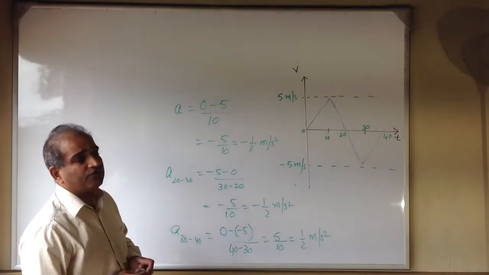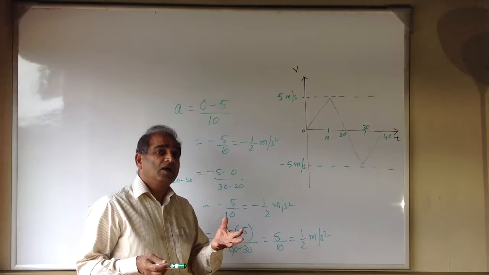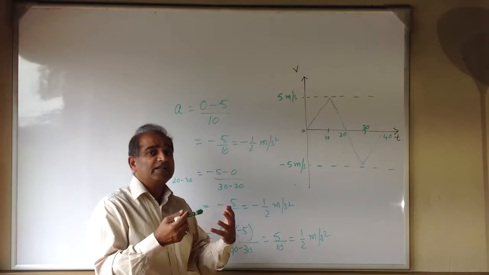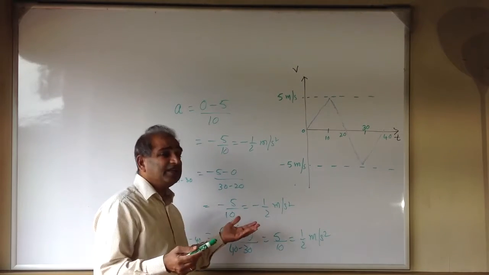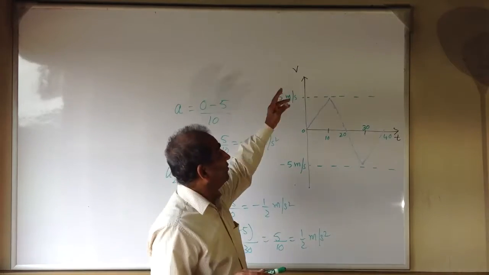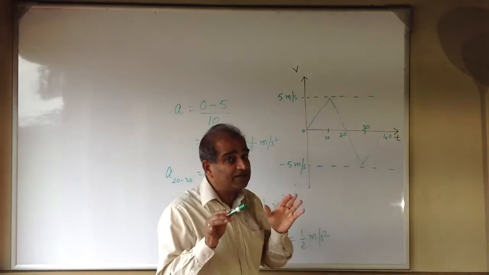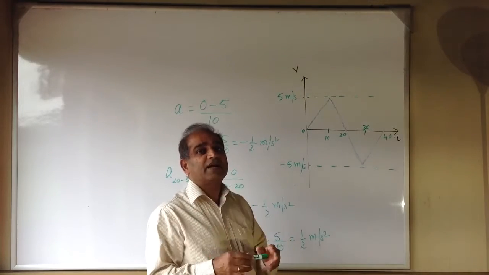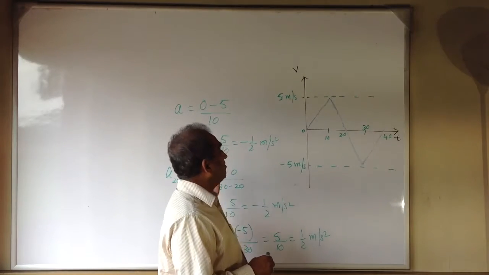So this is how you find the acceleration of the particle at different instants of time. If it's a straight line, it's simple. Find the slope of the straight line in a velocity time graph, not in every graph. Only in a velocity time graph, acceleration is given by this method.